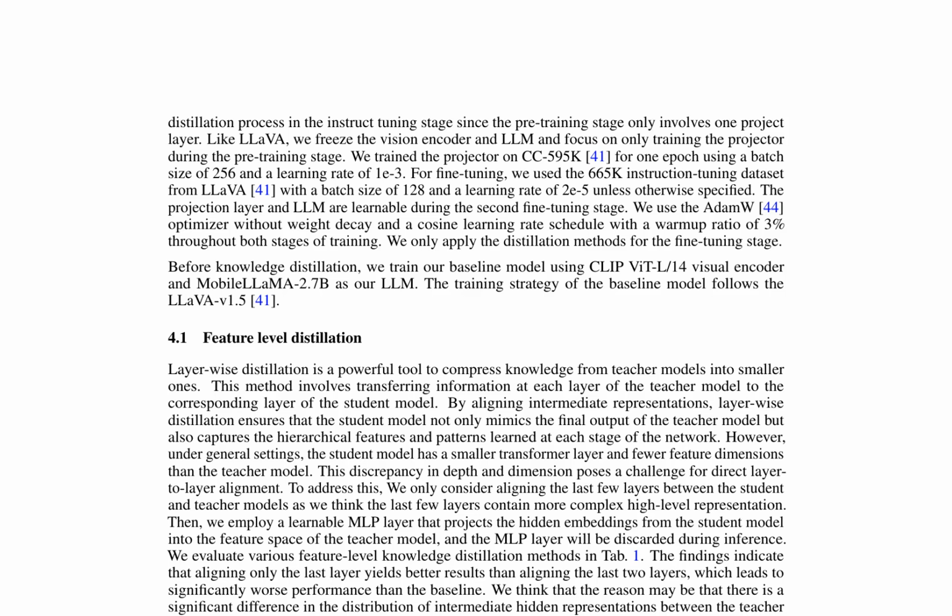In the instruct tuning stage, the authors adopt a similar distillation process as LLaVA, focusing on training the projector during pre-training. They train the projector on CC595K for one epoch using a batch size of 256 and a learning rate of 1e-3. For fine-tuning, they use the 665K instruction tuning dataset from LLaVA with a batch size of 128 and a learning rate of 2e-5. The projection layer and LLM are learnable during the second fine-tuning stage.